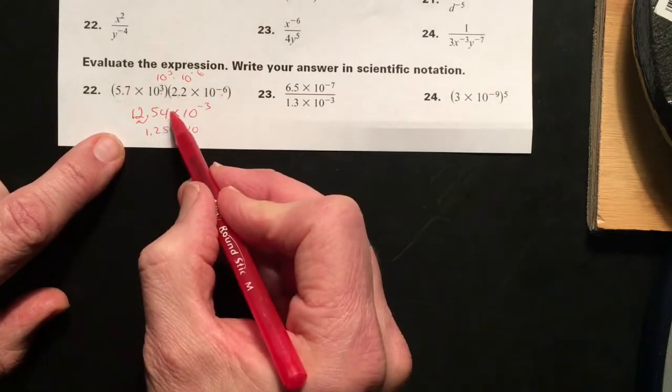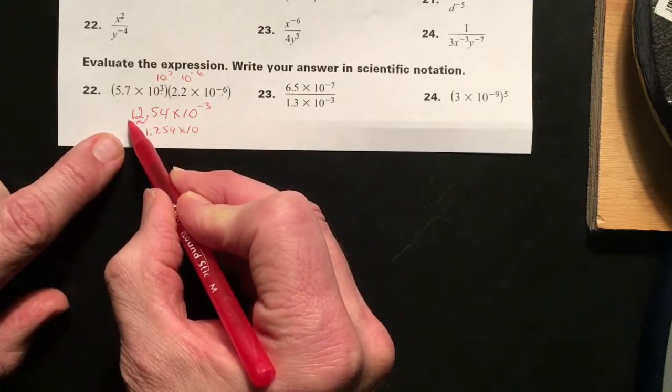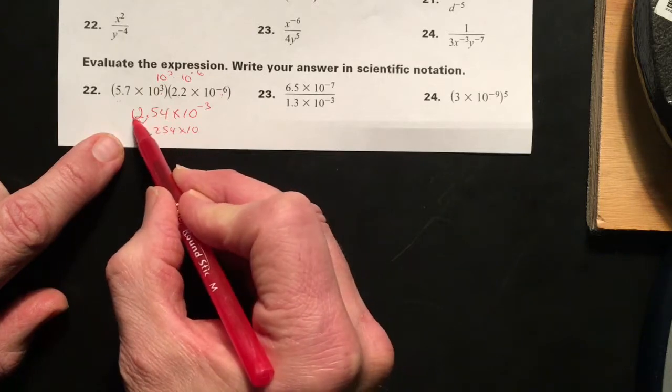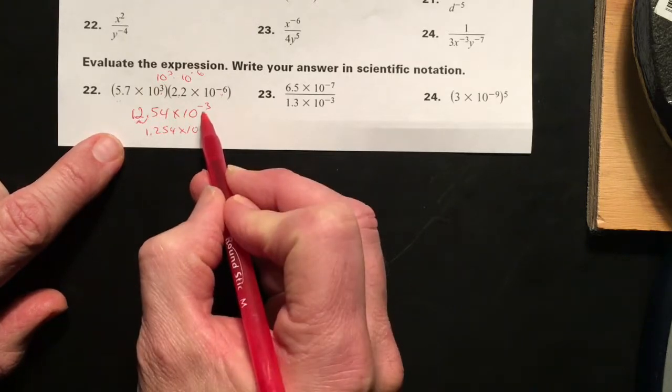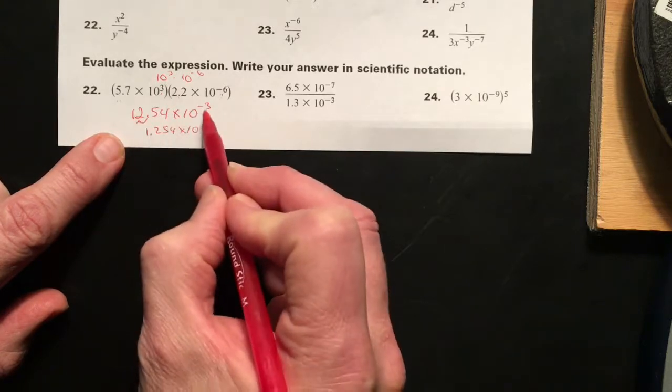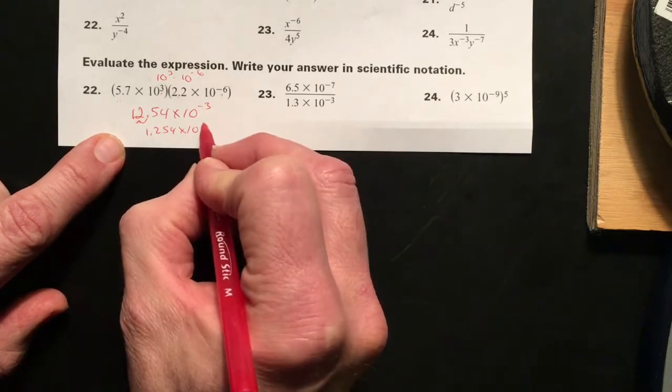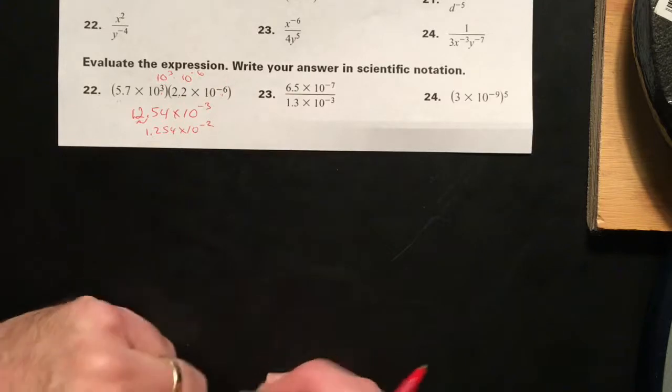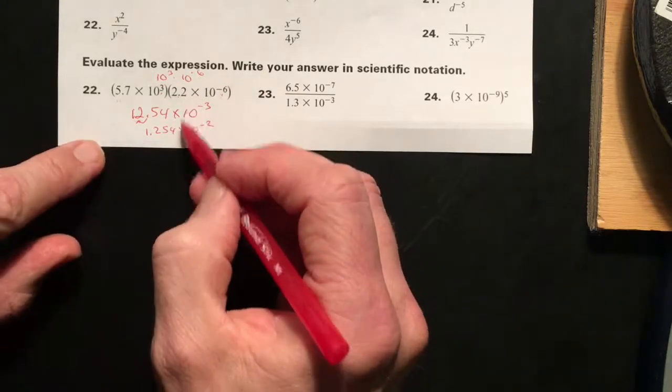Now I made this number small. I divided by 10 to make this smaller. Well, I divided by 10 here, I got to multiply by 10 here, go bigger. So I've got to add one. You know, I took one away from here, I got to add it over here. So now adding 1 to the negative 3, it's going to be 10 to the negative 2. And you have to kind of convince yourself that that's going to work.